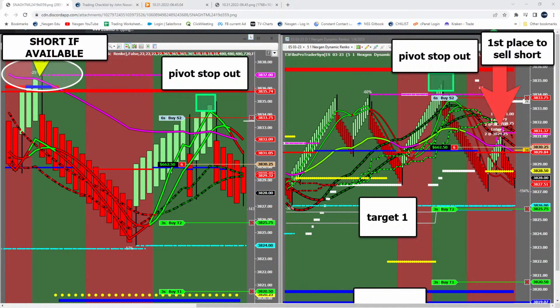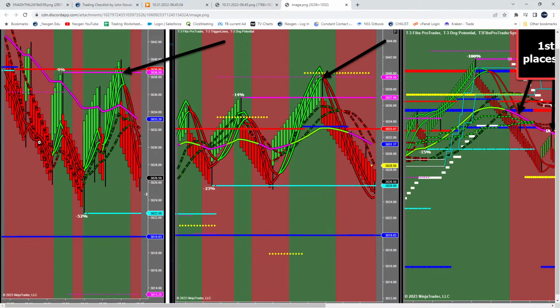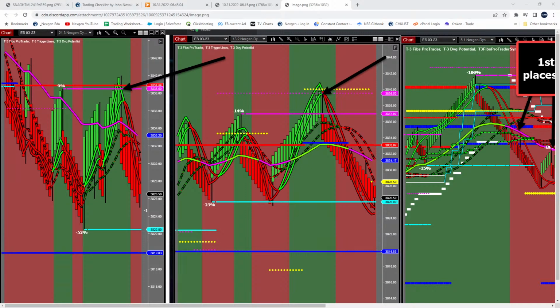Again, if this is helpful, tell me. If it's not helpful or if I'm confusing the crap out of you, tell me. But this is the S&P yesterday afternoon on NinjaTrader 8. I want you to only look at the 21.3 chart first. Can we agree that this is a pivot stop out at Fibonacci resistance? We can all agree to that, right? It's a good termination condition.